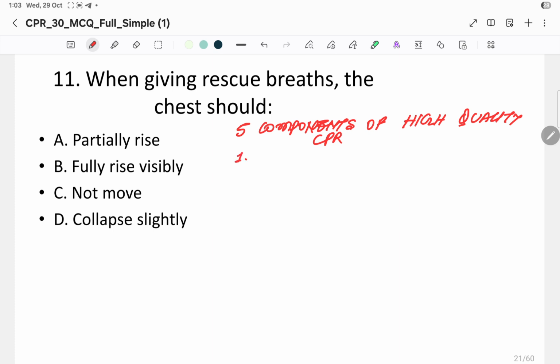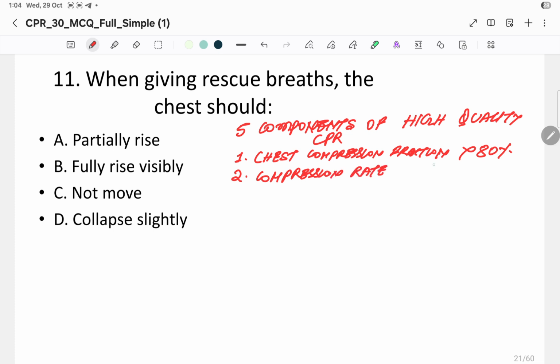So the first is chest compression fraction, which should be more than 80%. And the second, we have compression rate of 100 to 120 per minute. Compression rate should be 100 to 120 per minute.